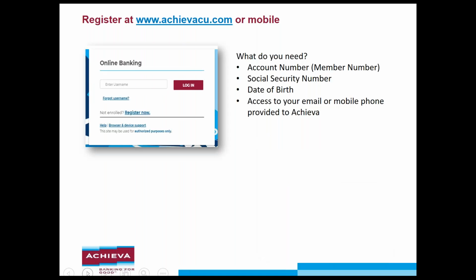Today we're going to be talking about registering for online banking. Where you can register is on our website, but what you need to be successful is to make sure that you have your account number with you, which is also known as your member number, your social security number, your date of birth, and access to your email and mobile phone that you provided to Achieva, which is in our system. And I'll explain more when we get to that part of the registration. But first, let's get started by clicking register now.